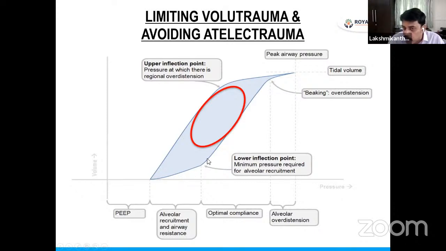This point is very important to maintain your PEEP. Try to keep the PEEP above this point. If you keep the PEEP below this point, there are a lot of lung segments which are collapsed. This is the point where the lung starts opening up. All the collapsed alveoli start opening up. So here, most of the lung parts are opened up, and here most of the lung parts are closed. So we need to keep the lungs at the part where most of the lung is opened up. So always try to maintain the PEEP above the lower inflection point.